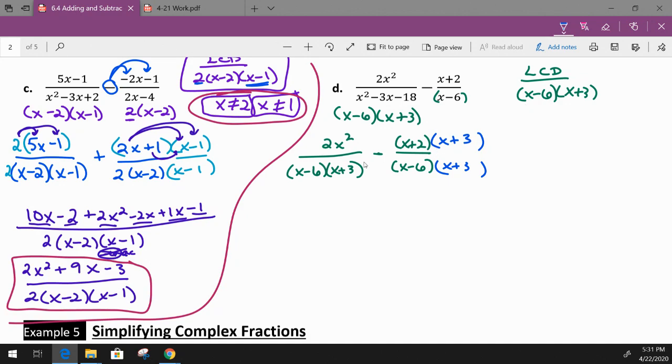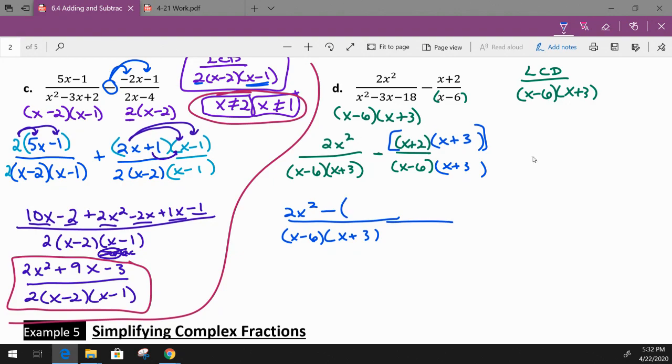So you could distribute the negative to the x plus 2 first, or you could multiply the binomials together, then distribute the negative. And personally, I think that is the better option. So that's what I am going to do. So now that we have a common denominator, I'm also going to make this one fraction, x minus 6, x plus 3. My numerator here is 2x squared, but then I'm going to be subtracting.